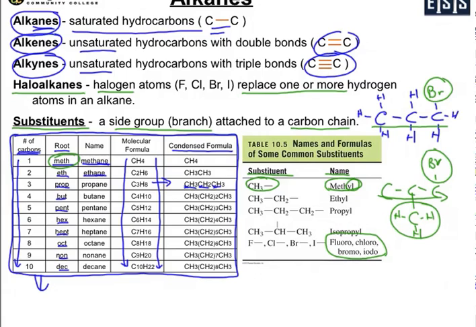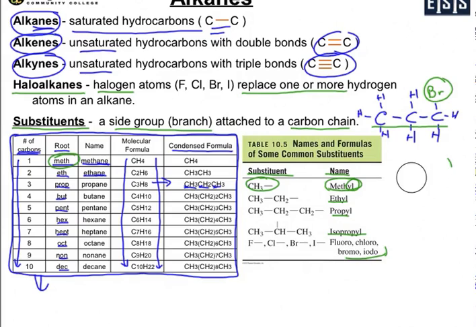And again, I'll have a video on how to do naming later, but this is just a little bit of an introduction here. The most common substituents you come across are methyl, ethyl, and propyl. And there is one unique one, let me move this a little bit so you can see it better. Isopropyl is a variation on the propyl coming off.